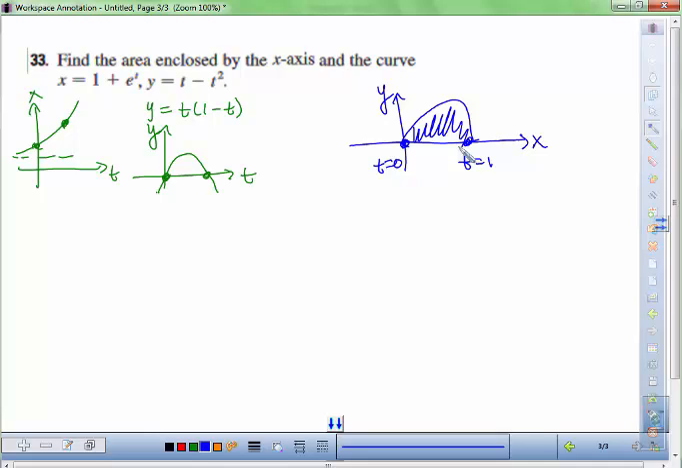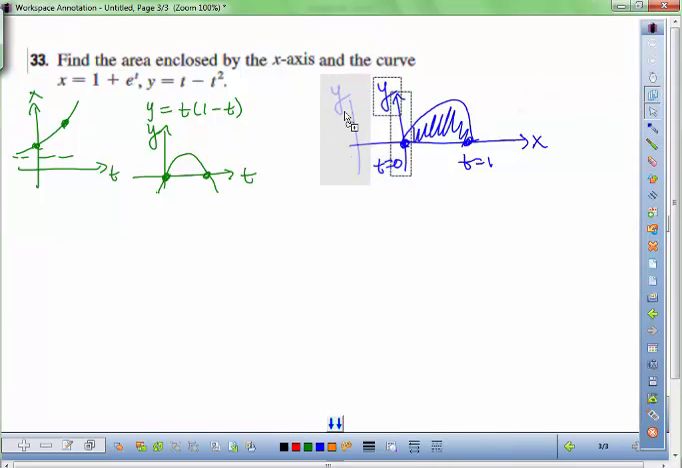Yeah? When t is 0, wouldn't it be the point 2, 0? Oh. And then when t is equal to 1, what would it be? e to the first power is just e, plus 1 is 1 plus e, which is about 3.7. So yeah, good call.